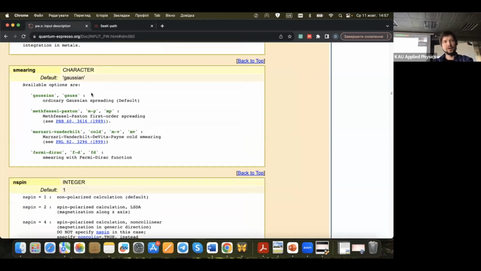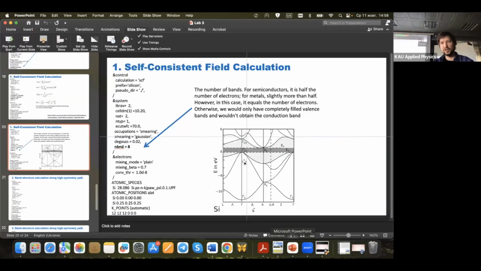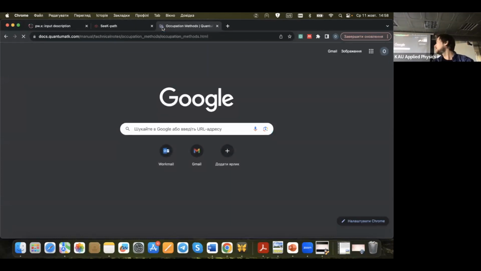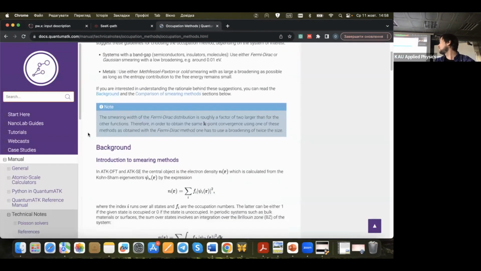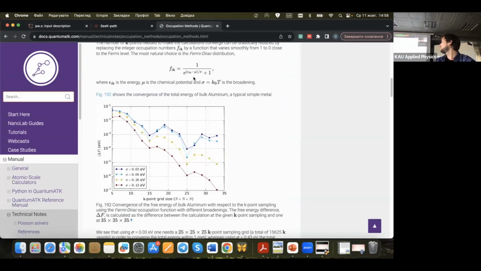And what about smearing? Here we have some ways to smear these electrons on this band structure: Gaussian, Methfessel-Paxton, named for the people who made this scheme, Marzari-Vanderbilt, and Fermi-Dirac smearing. I made a link to a very good site here, which explains how this mathematics works for Fermi-Dirac, Methfessel-Paxton, and others. For example, for Fermi-Dirac, we just use the Fermi-Dirac function, and here the Gauss will be the temperature broadening.